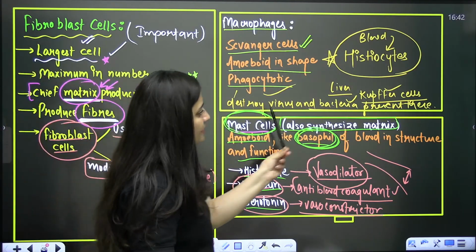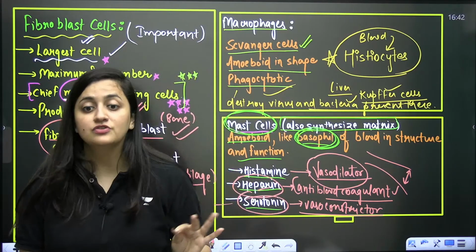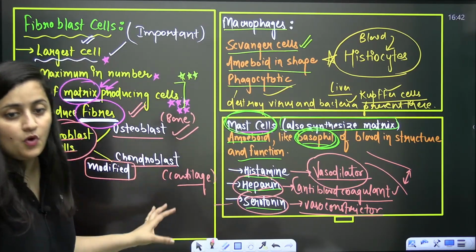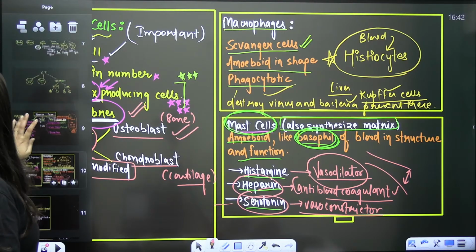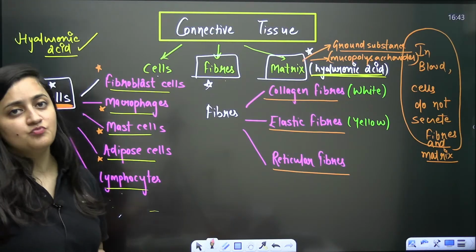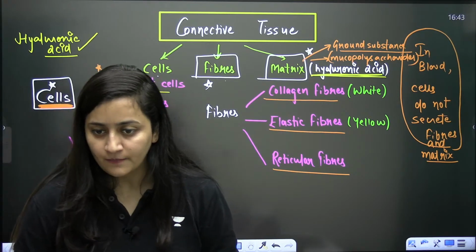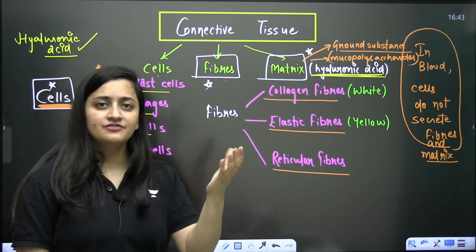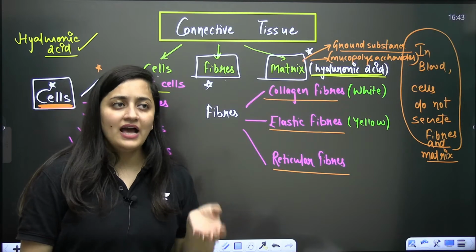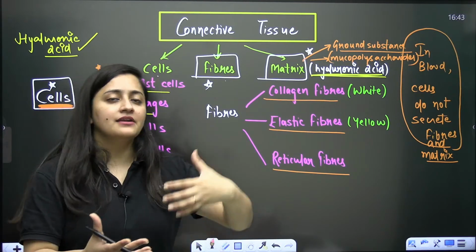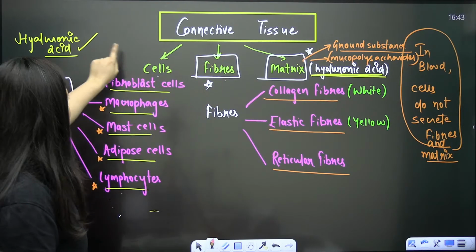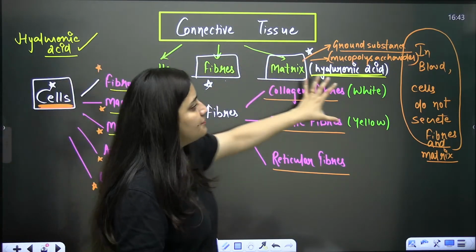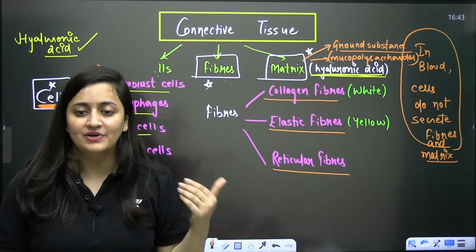And moreover, as I said, mast cells also synthesize matrix. This is what you need to remember, and this is important. You can also make short notes like this, so in less time we can revise more. Can we revise it once again? Connective tissue has what? We have loose connective tissue, dense connective tissue, and specialized connective tissue. And when you talk about connective tissue proper, we have the cells, fibers, and matrix.